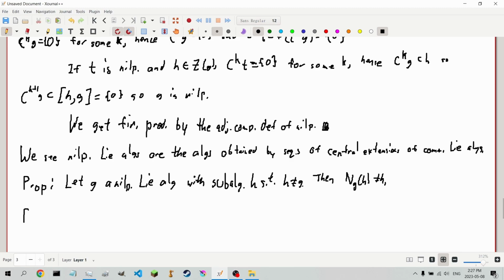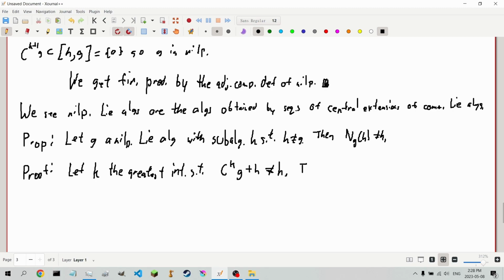And the proof: let k be the greatest integer such that C^k(G) plus H is not H. So this of course means C^k of G cannot be 0, and also that it cannot be within H. And the bracket of C^k(G) plus H with H is contained within C^(k+1)(G) plus H, which is in H. And so C^k(G) plus H, which is not H, is inside of N_G of H.